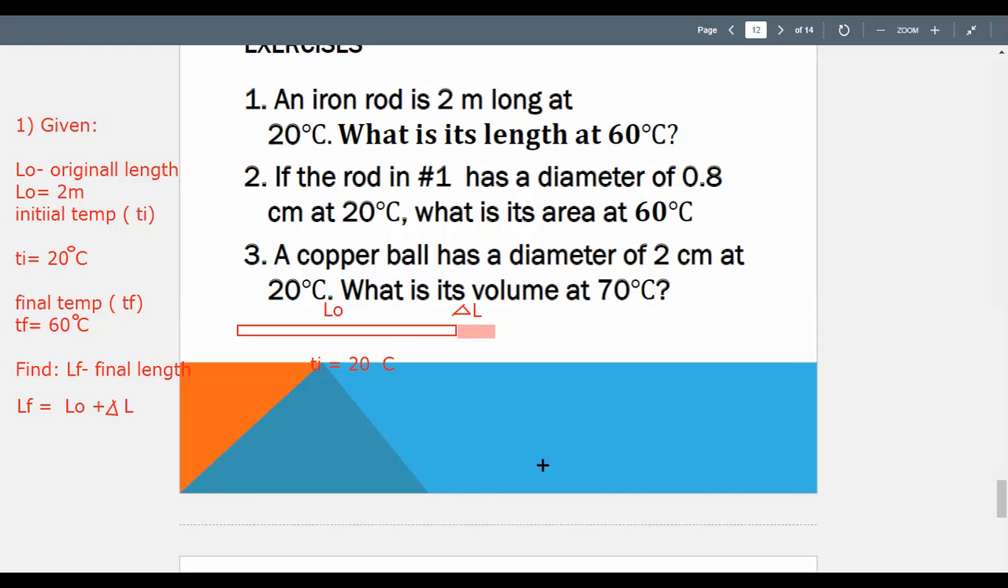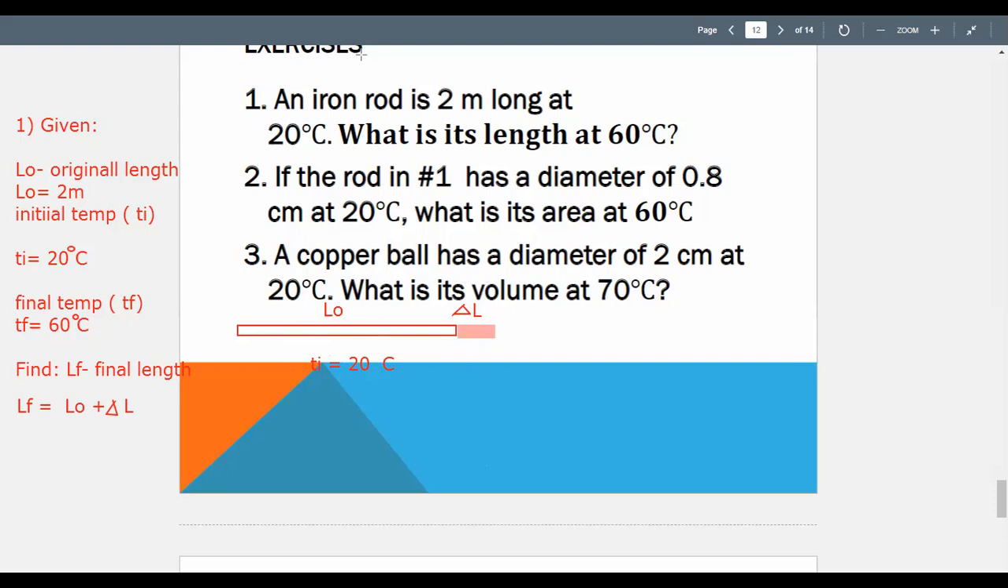Yes, sir. The length will be added only when the temperature is increased, from 20 to 60. When you cool down the body, it's possible that it will become shorter. So this is only added when the temperature is changed to 60 degrees Celsius.